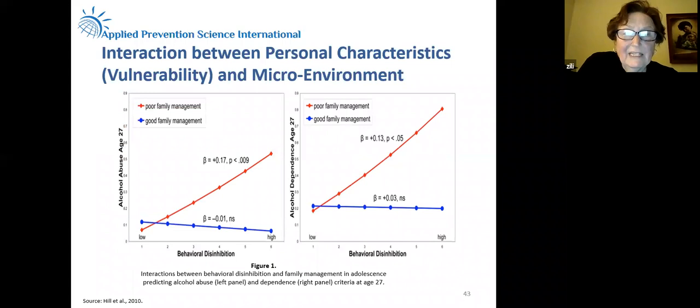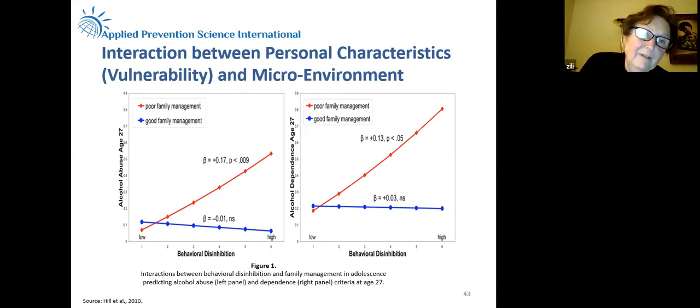I want to just show you how that plays out in this slide. This is from research by Carl Hill, who at the time was at the University of Washington. Now, as a matter of fact, he's overseeing Blueprints, which is a registry of evidence-based prevention programs. In this slide, we're looking at children who have a behavioral disinhibition. On the left side, we're looking at alcohol abuse by age 27. And these are children who come from families where there's good family management, the blue line, and poor family management, the red line.